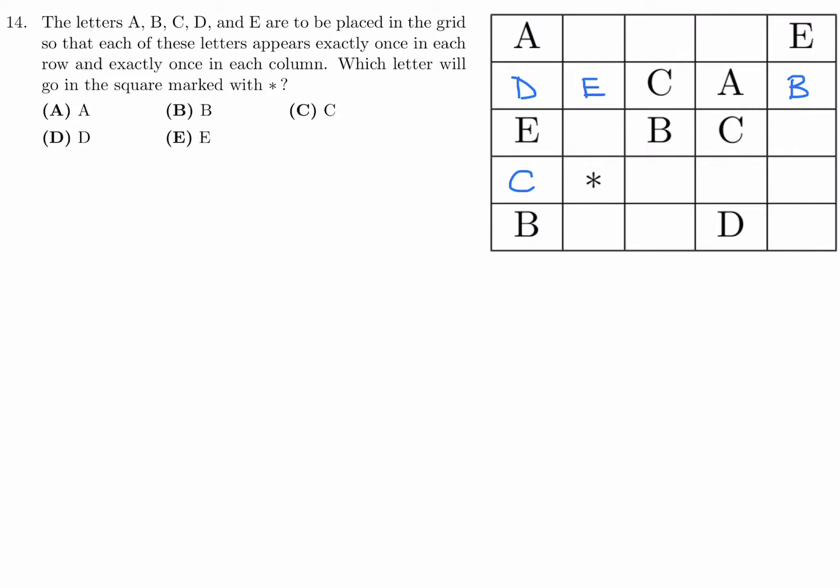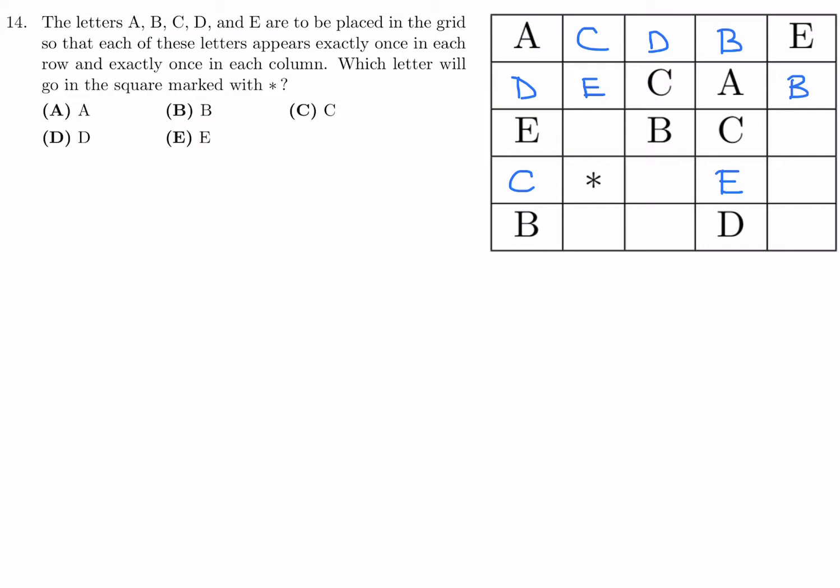I guess we can look at this column. It has A, C, D. It doesn't have B or E. E obviously cannot go there since it's already in that row, so E must go here, and therefore B goes here. And then I guess keep going with that same strategy. In that row, we have A, B, E. We do not have C or D. C cannot go here because it's already there, so C must go here, D must go here.